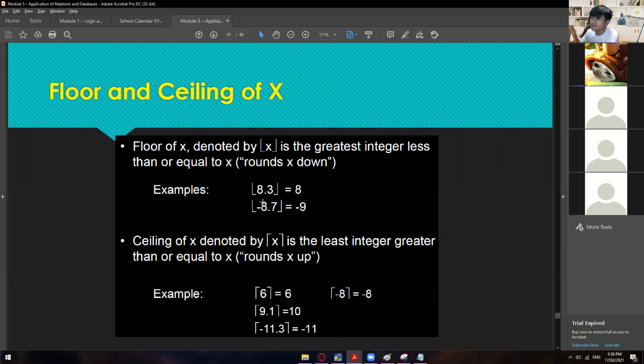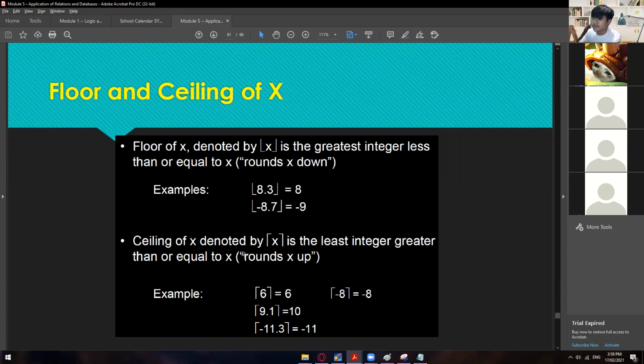All right. And as you guys can see, when we say floor, we round down a certain number. So your 8.3 will be rounded down and become 8, and your negative 8.7 will become negative 9. So it becomes lesser. Do not get confused on this one. We didn't round this one up, but we did round this one down. So negative 9 is lesser than negative 8.7.